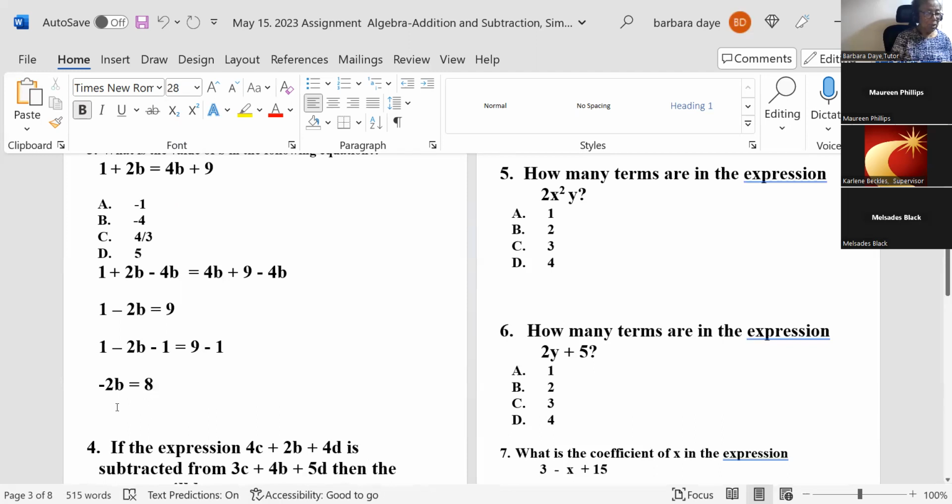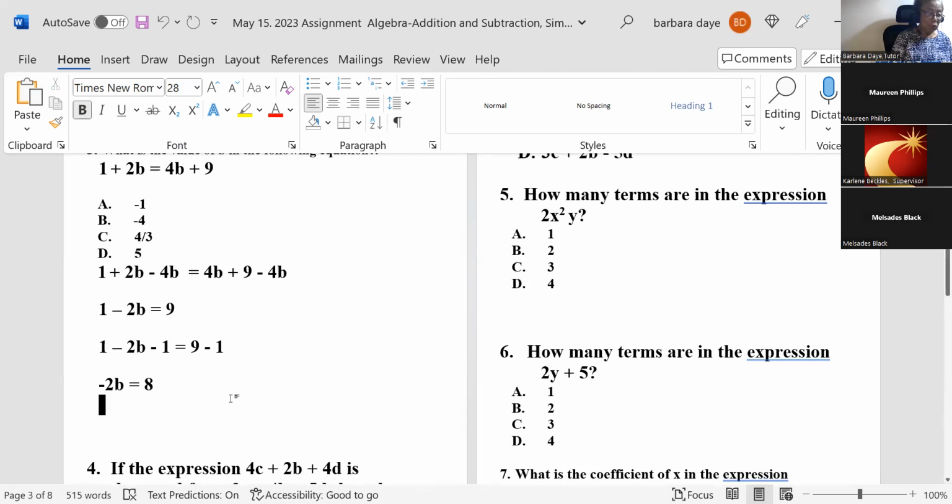Then what do we do? We divide the 8 by the minus 2, not the 2B, just the 2. So B equals 8 divided by -2. And what would that be equal to, Maureen? -4. So B equals -4, and that's the answer. Okay.